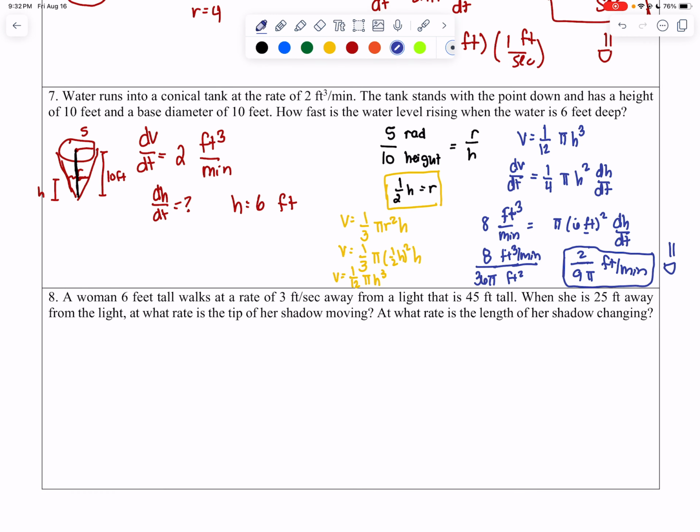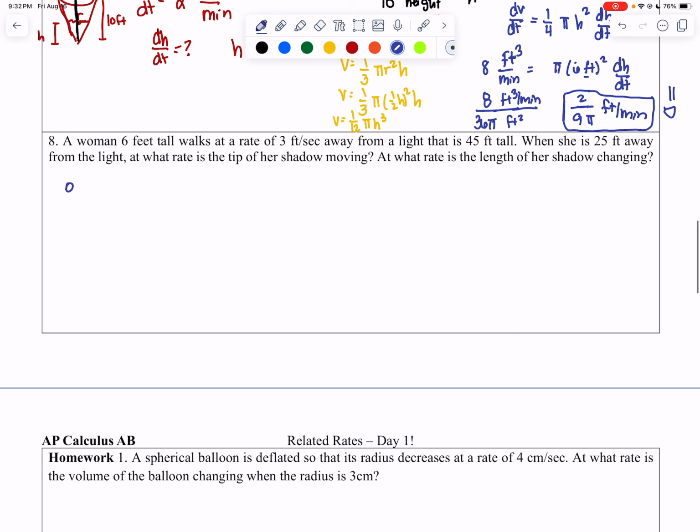All right, number 8. We have a woman that is 6 feet tall and she is walking at a rate of 3 feet per second away from a light that is 45 feet tall. So I have a light, 45 feet. We have a girl, 6 feet. And she's walking at a rate of 3 feet per second away from the light. So she's moving away from the light.